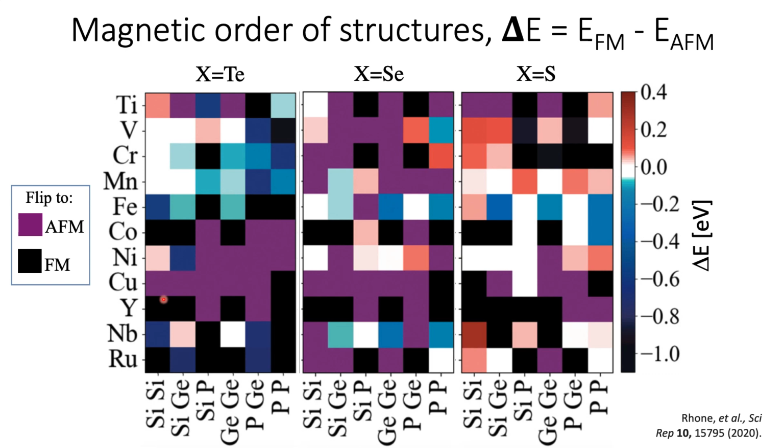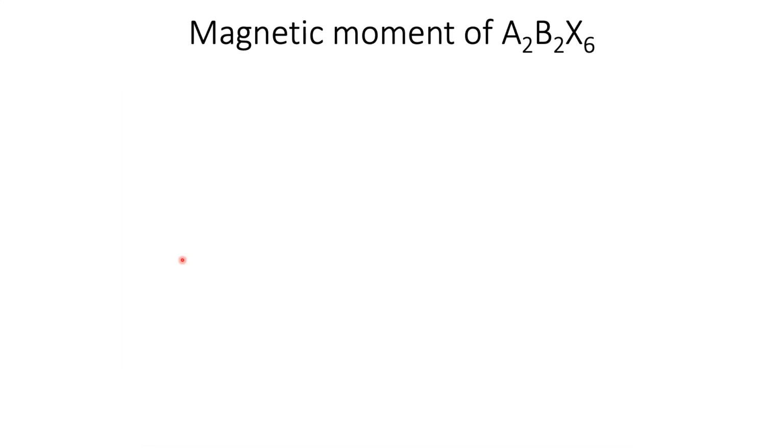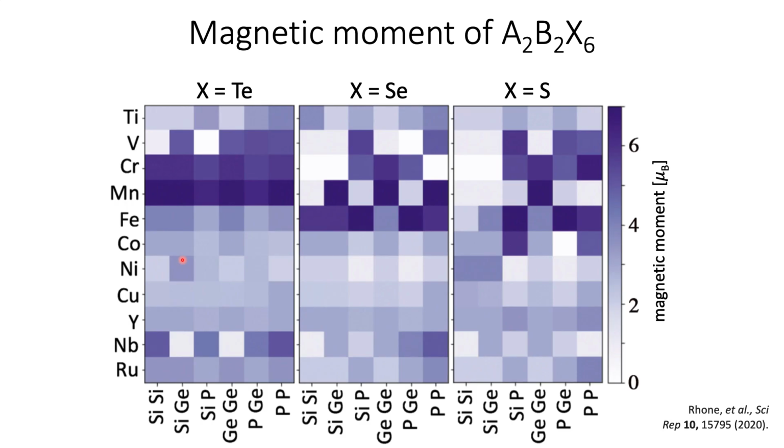So using this figure, we can estimate the magnetic order for each ABX3 structure. We can also calculate the magnetic moment for each ABX3 structure. The values are shown here, with the vertical axis representing the A site substitutions and the horizontal axis representing the B site substitutions. Again, the panels are the X site substitutions for tellurium, selenium, and sulfur.